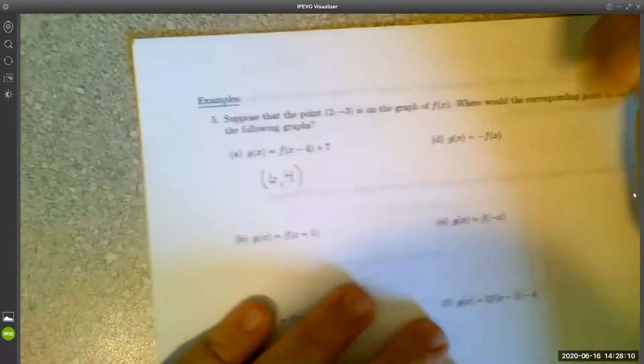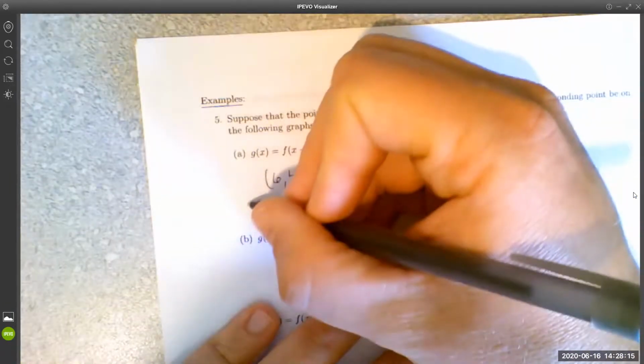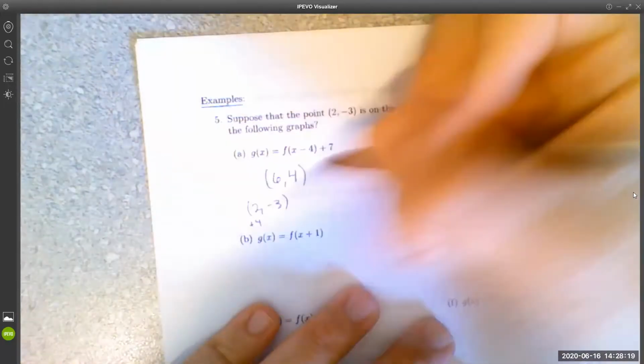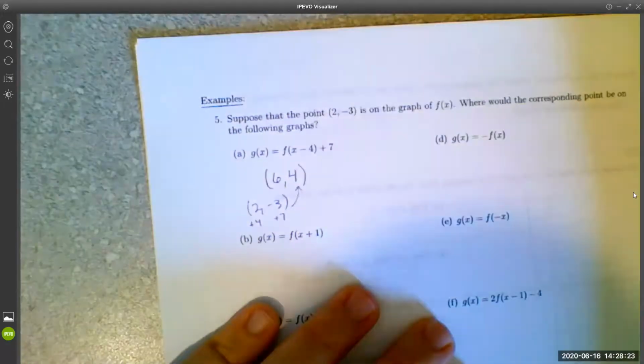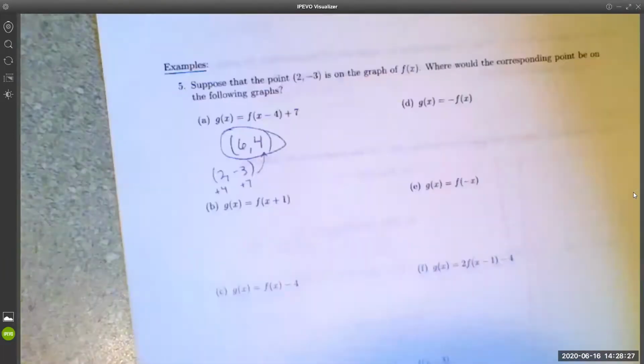If you wanted to show some work, you could do something like: (2, -3), and you can say, here I'm adding 4, here I'm adding 7, and then you get this point. All right, but this is the final answer.